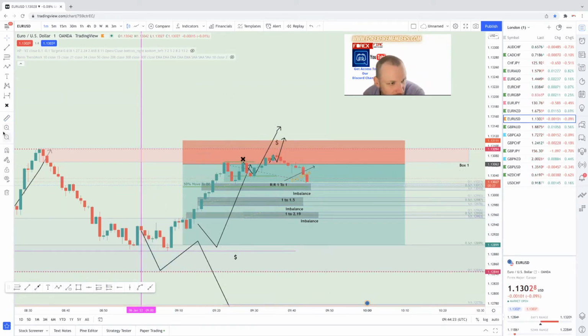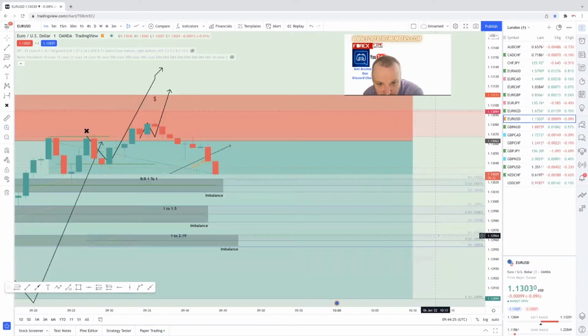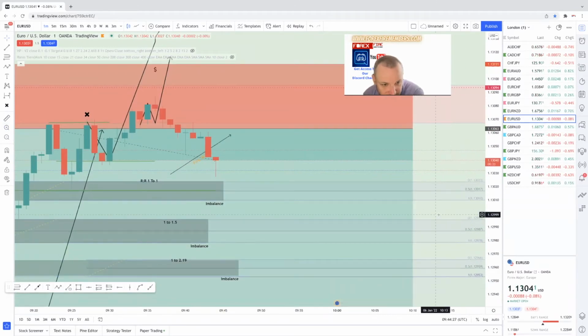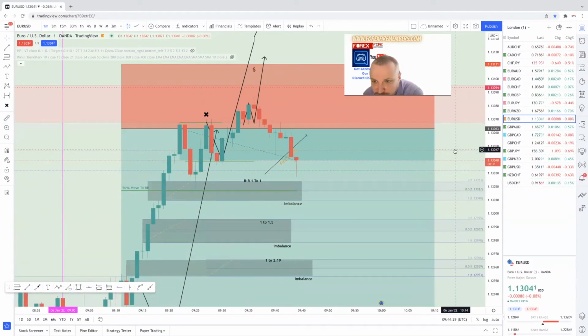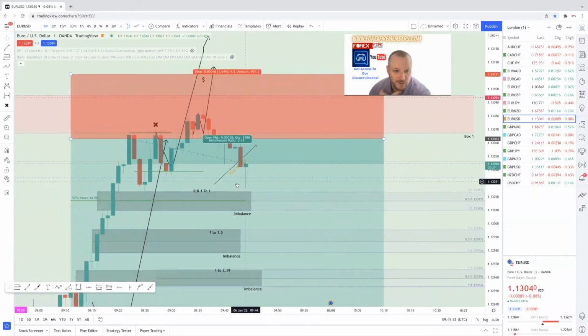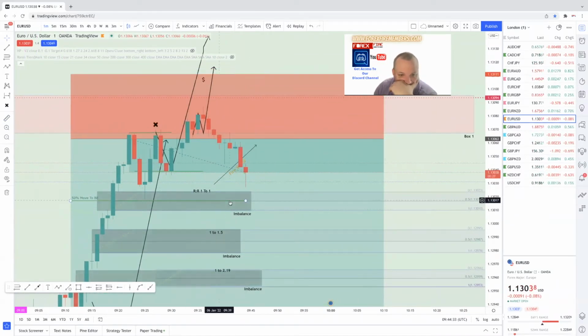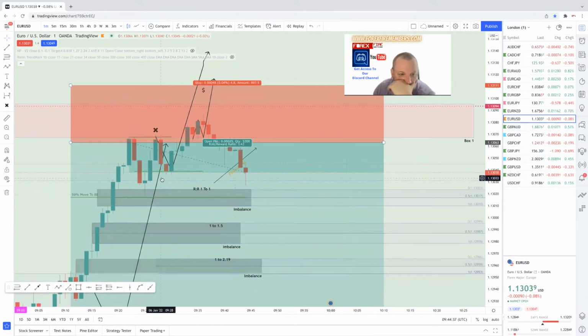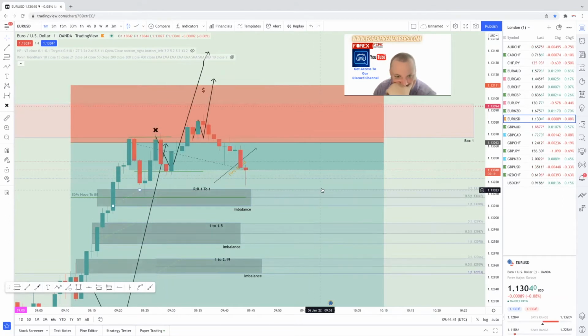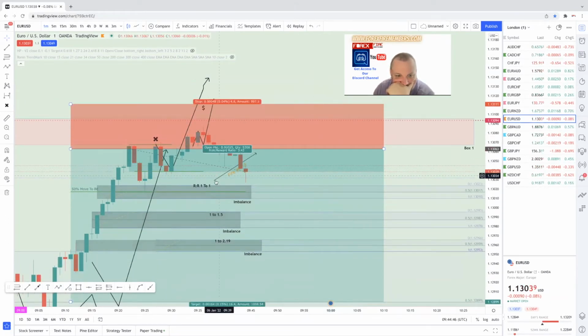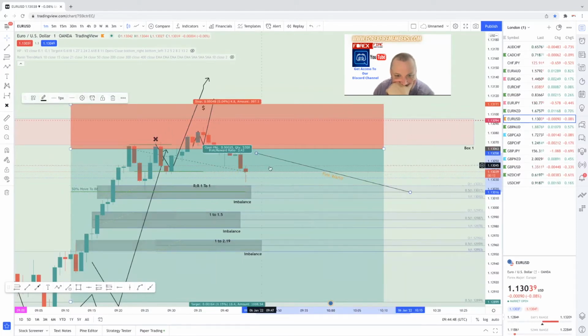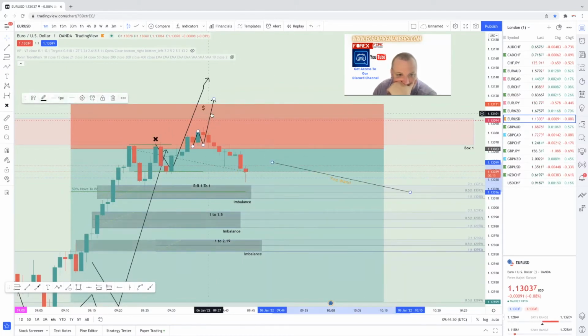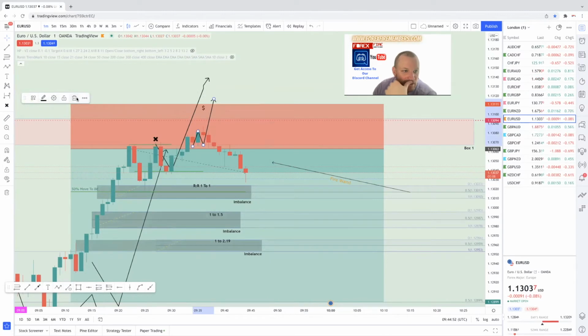Now we're coming down, to sort of come into the field of play. Let's just see if we respect it and come back down towards us. Let's just get rid of some of the noise.